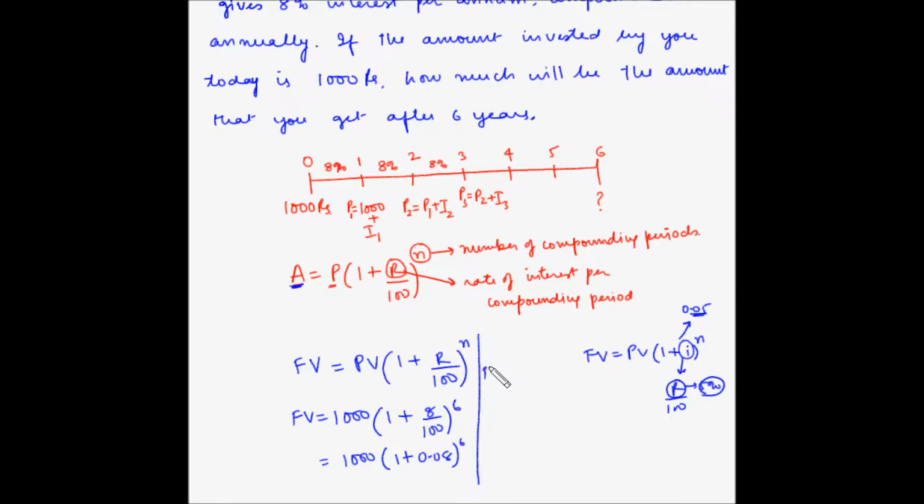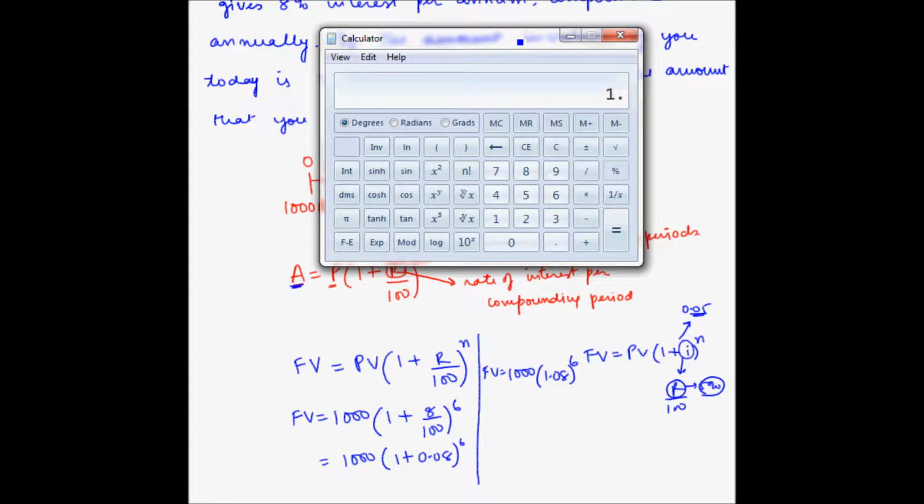So FV is equal to 1000 into 1.08 to the power 6. Let me pull my calculator here. So 1.08, and x to the power y, 6, multiplied by 1000. So this is 1586.87.